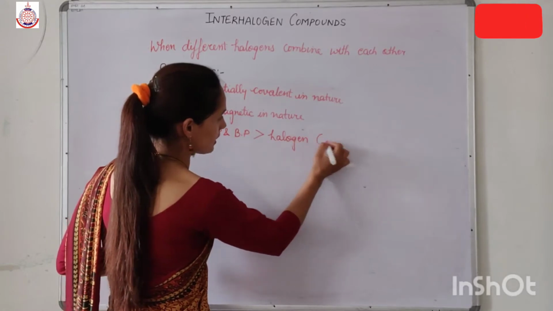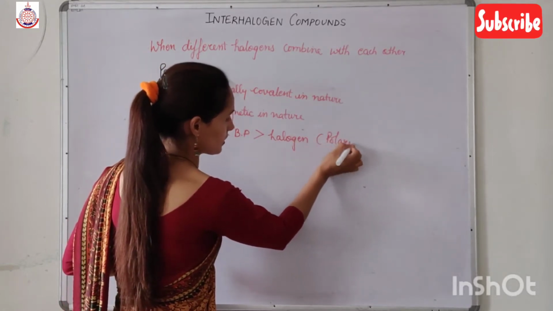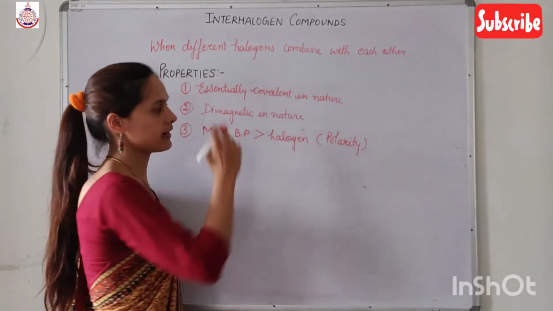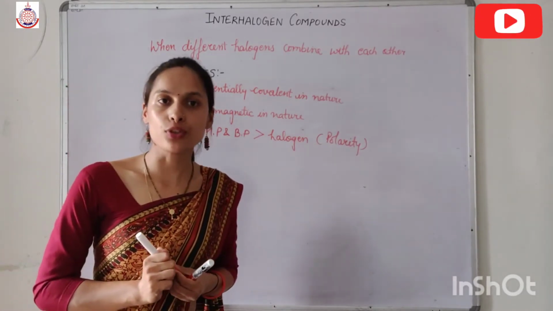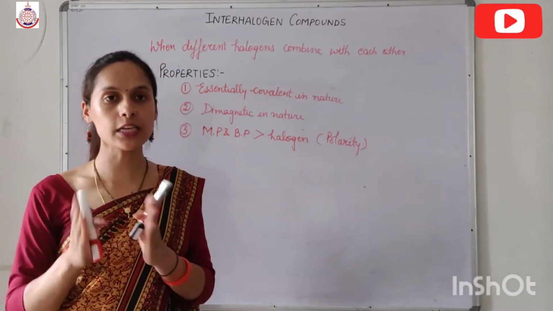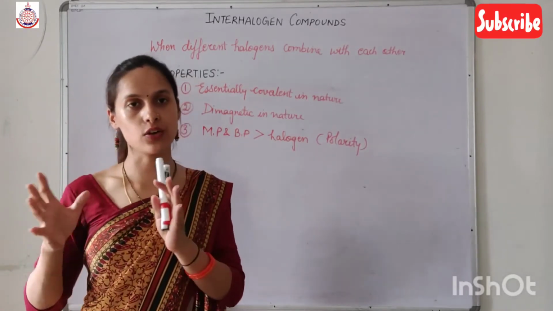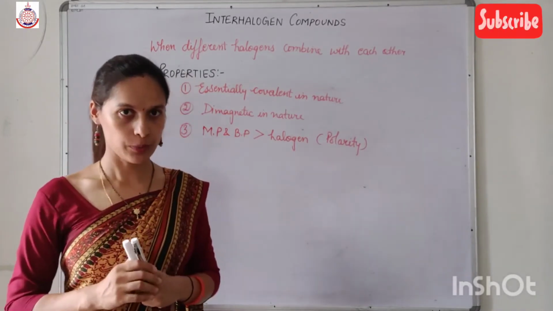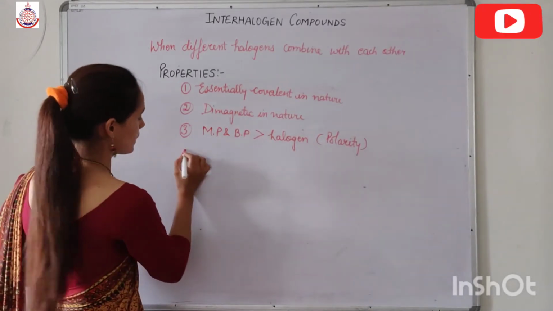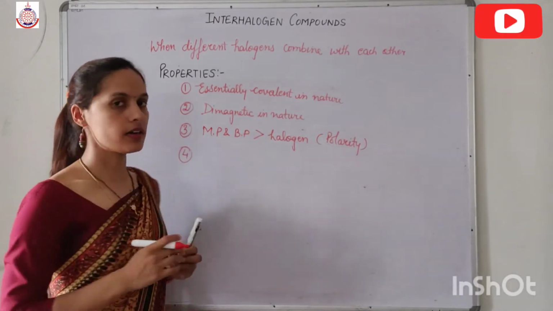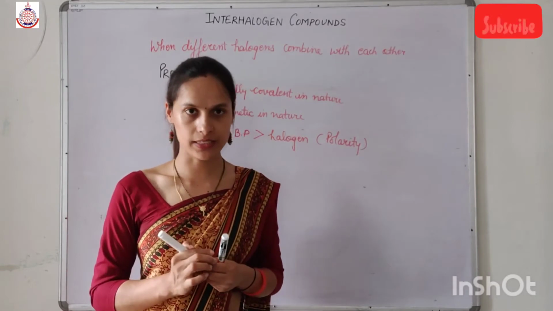Why? The reason is the polarity, which is generated in the interhalogen compound due to a little bit of difference in the electronegativity of the two bonded halogens. Now, next we'll talk about the thermal stability.